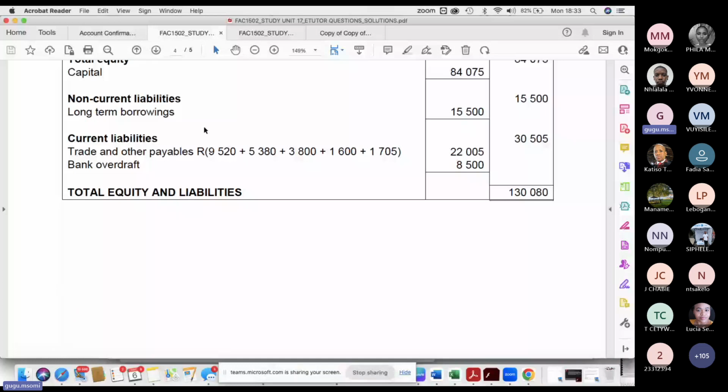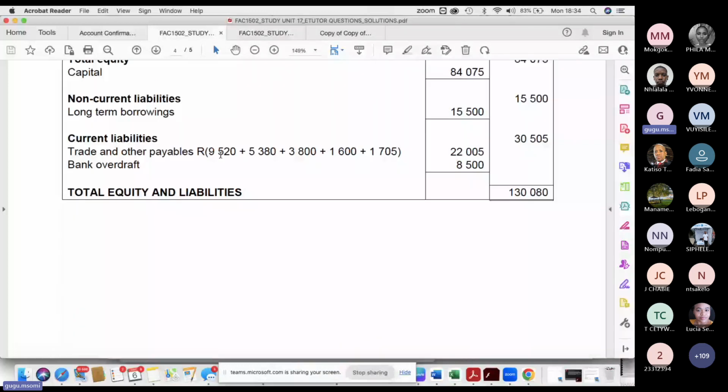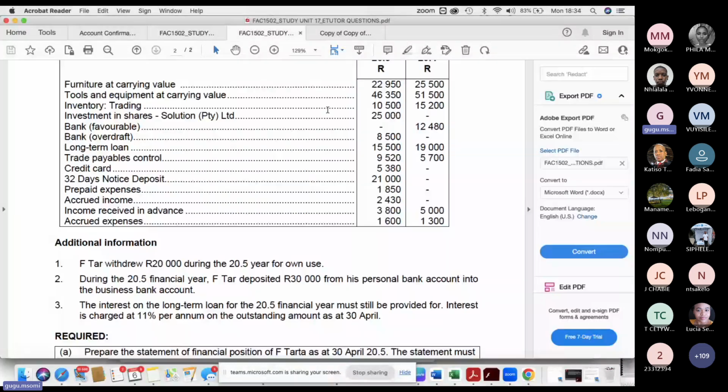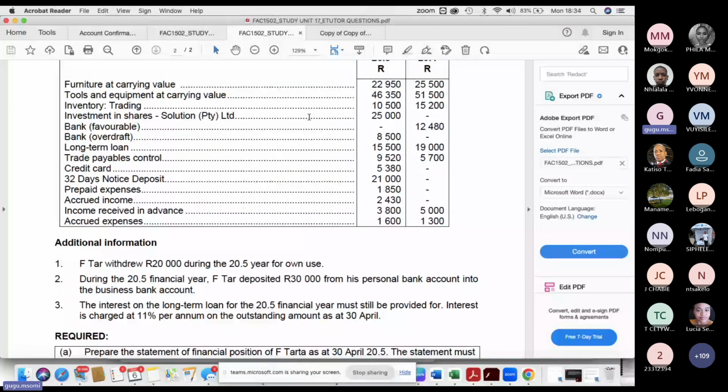So you would have plotted all the remaining liabilities, and those are the ones that you just stick in. So your trade and other payables will be your 9520. That's my trade and other payables and creditors that I owe. Your credit card, because you're also using the bank's money, so you have an obligation to repay that back, also typically within a 12 or 24 month period. So you add that as a trade and other payable. They plotted your 5380. And then you've got your income received in advance.